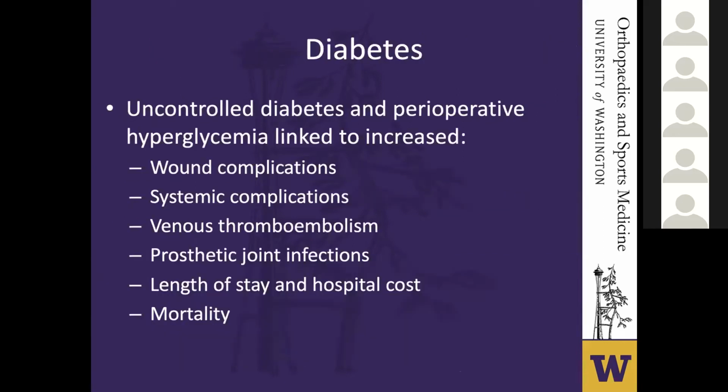Diabetes is another extensively studied topic in the total joint literature. Uncontrolled diabetes, and maybe more importantly, perioperative hyperglycemia, is linked to increased wound and systemic complications, venous thromboembolism, prosthetic joint infections, and is known to increase length of stay, hospital costs, and mortality in patients undergoing joint arthroplasty.